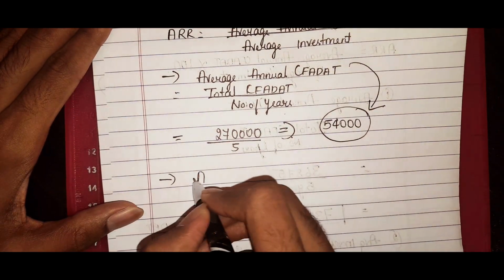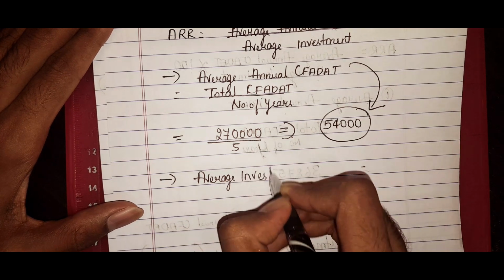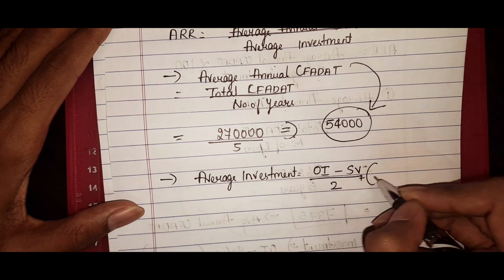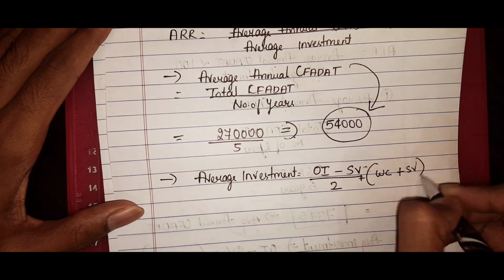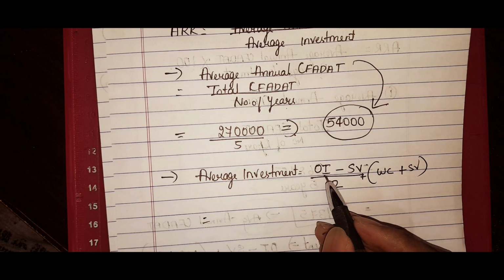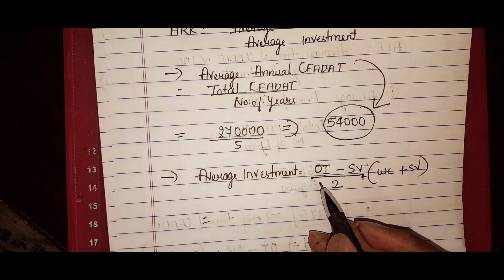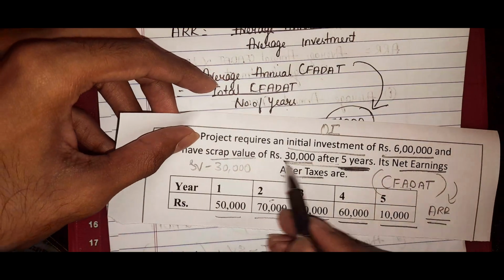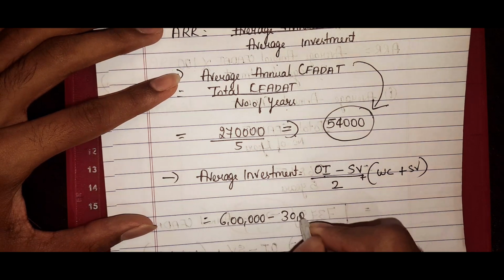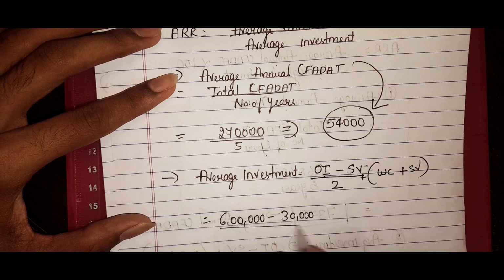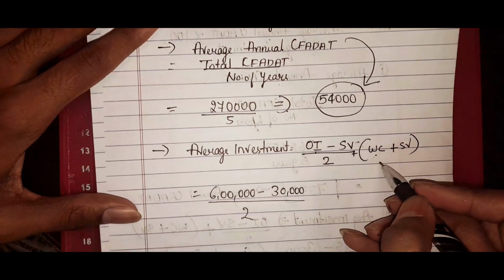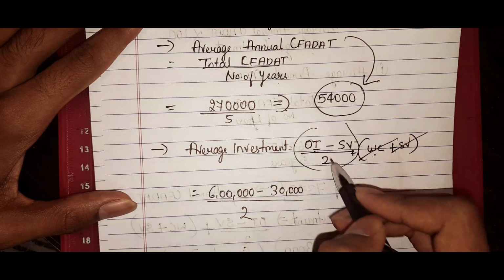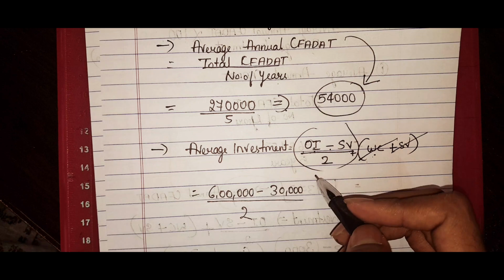Now the second step we need to calculate is the average investment. The formula is original investment minus scrap value divided by 2, plus working capital plus salvage value. Now let us check. The original investment is 6 lakh rupees, minus scrap value. Scrap value they have given is 30,000, so scrap value 30,000 divided by 2. Now, working capital they have not given in the question. When working capital is not given, this particular part you need to cancel. So the formula will be only original investment minus scrap value divided by 2.